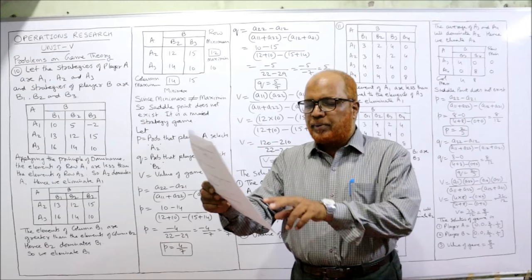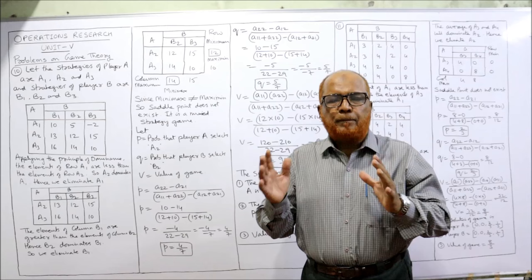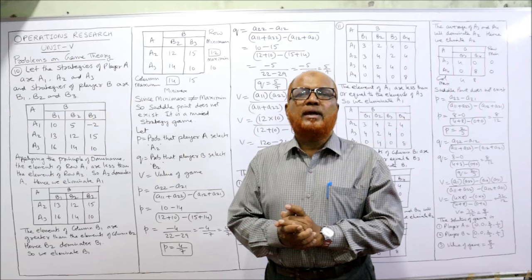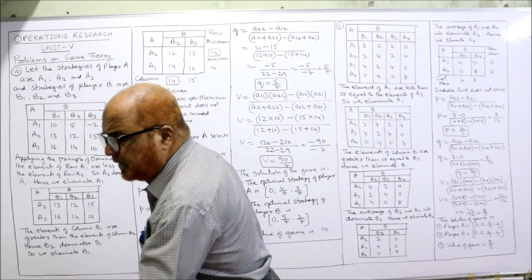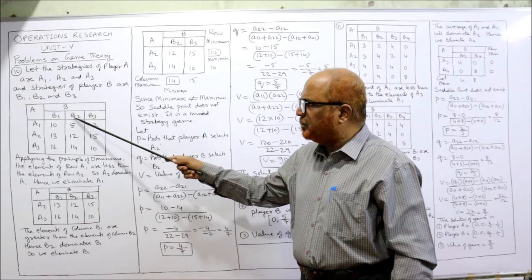First of all, we will apply the dominance principle to reduce the matrix to 2x2. The purpose of applying the dominance principle is to reduce the matrix so that we can easily find the saddle point, right? Here, let the strategies of player A be A1, A2, A3 and the strategies for player B be B1, B2, B3. So this is the matrix given in the problem. A1, A2, A3, B1, B2, B3, and these are the payoff values, right?